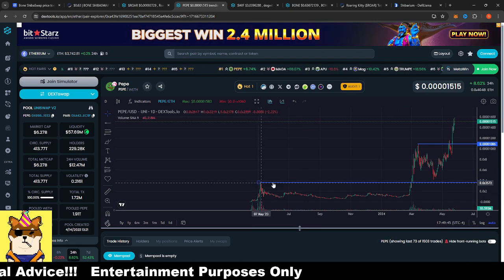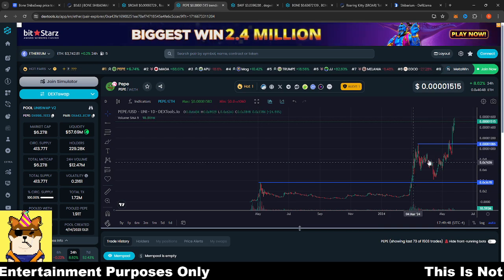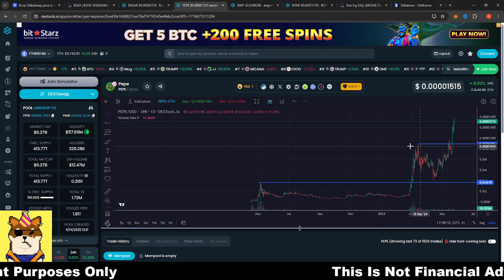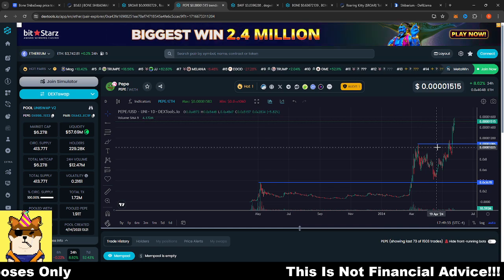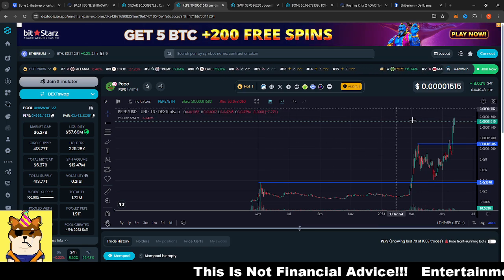And exactly what we see: as soon as Pepe made its top right here, boom, it had this big parabolic action, followed by consolidation. Now we just need to wait for this next top to break. Once this top was able to break, boom, we get another parabolic action because there's no overhead, guys.